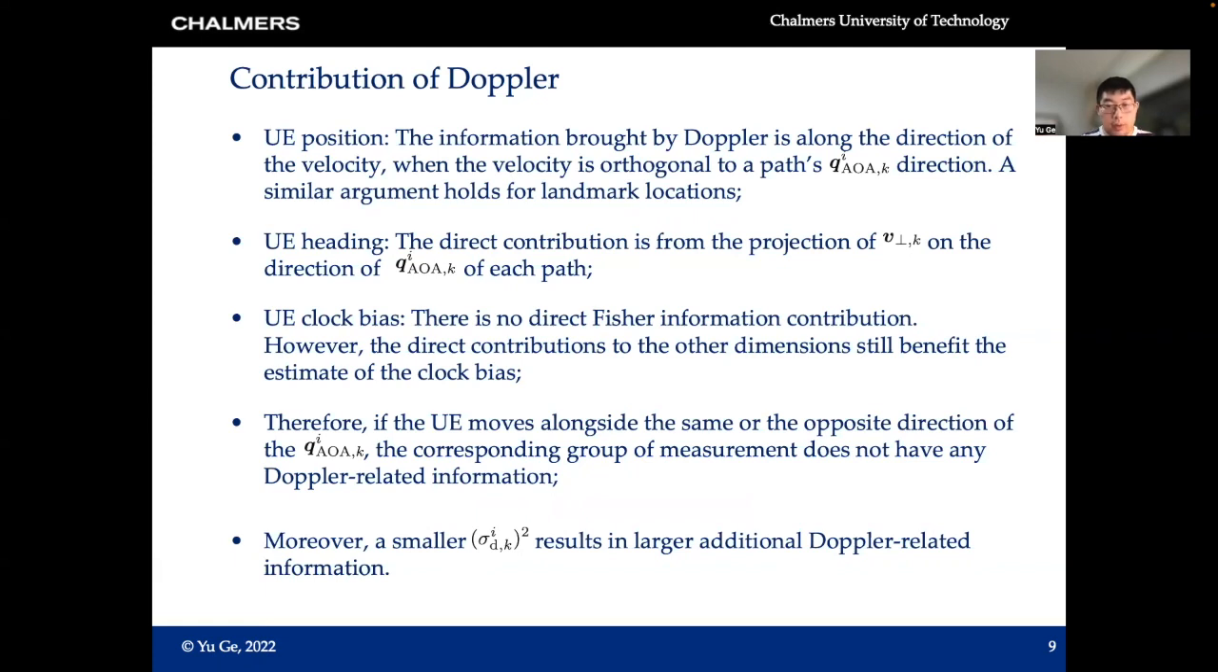For the UE heading, the direct contribution is from the projection of the perpendicular velocity vector on the direction of the angle of arrival of each path. Hence, if the velocity is parallel to the path's AOA direction, the direct feature information is zero. For the UE clock bias, there is no direct feature information contribution. However, the direct contribution to the other dimensions still benefits this dimension of the clock bias. Therefore, if the UE moves along the same or the opposite direction of the angle of arrival, the corresponding group of measurements does not have any Doppler-related information. Moreover, a smaller covariance of Doppler results in larger additional Doppler-related information.